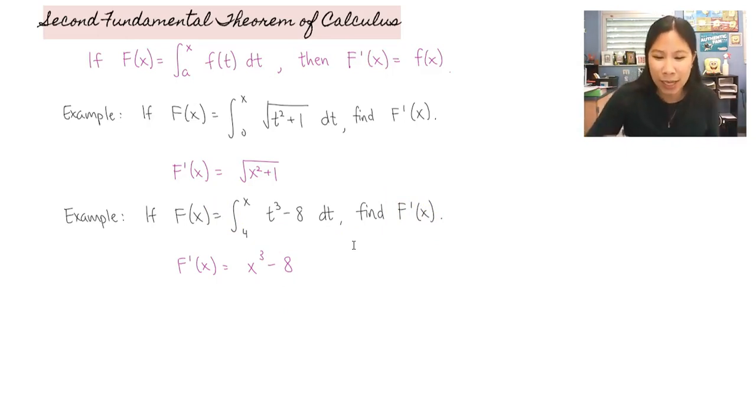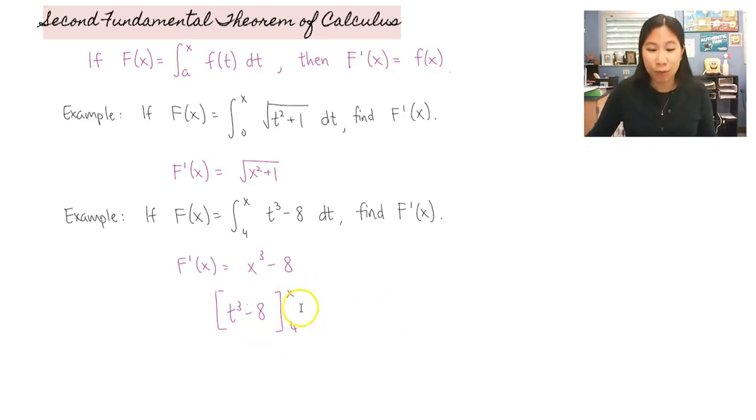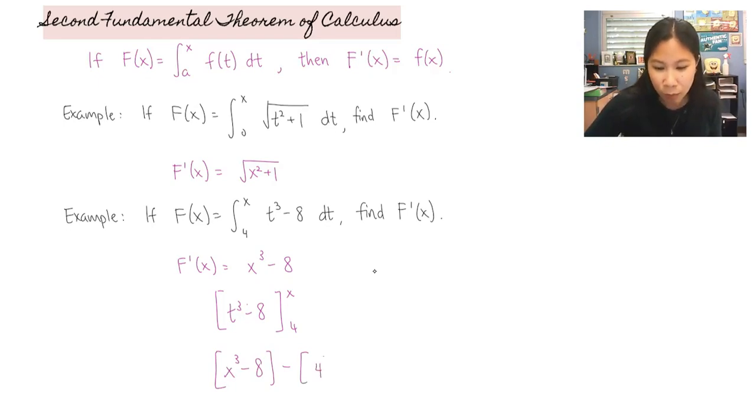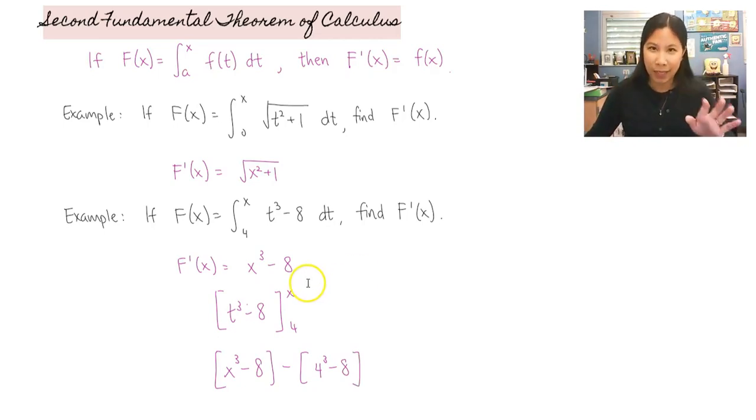So all we're doing instead is, if our function is t cubed minus 8, there's no antiderivative of it to find because of the derivative canceling out with the integral, but we still have to find those endpoints of x and 4. So when I plug my top number into my function, it would end up being x cubed minus 8, and then we subtract from that the plugging in of 4, which is 4 cubed minus 8.